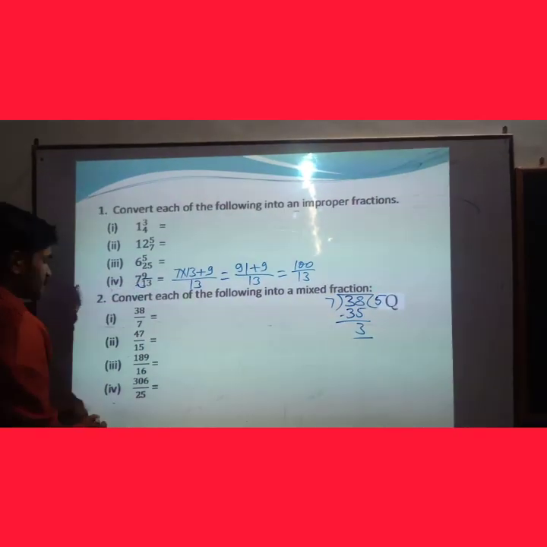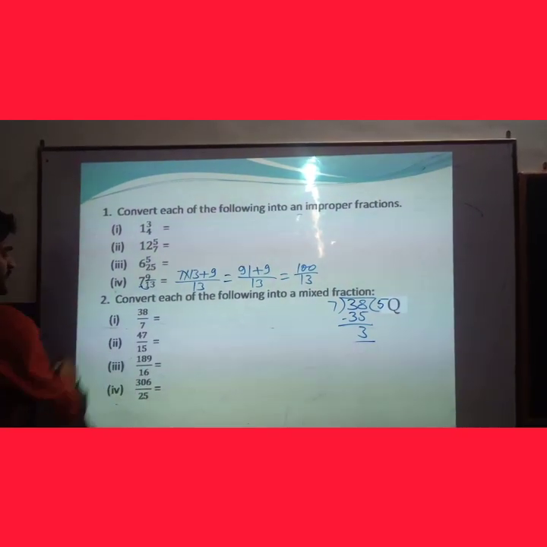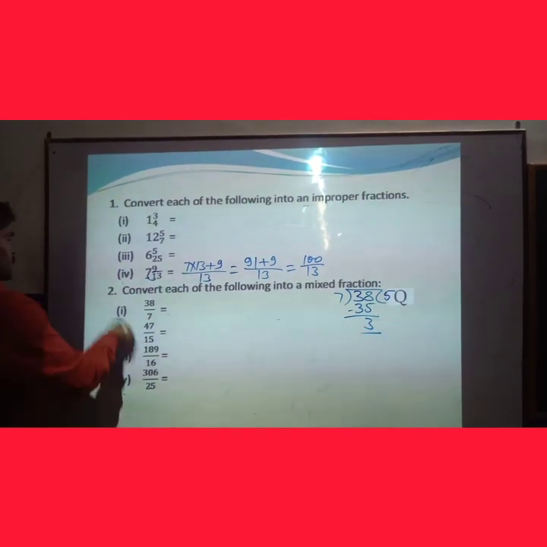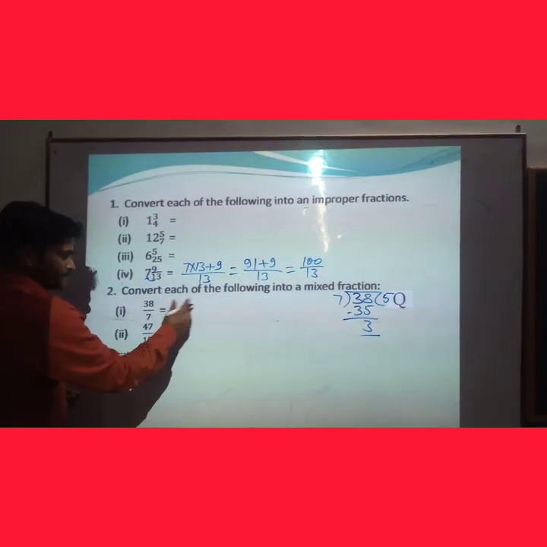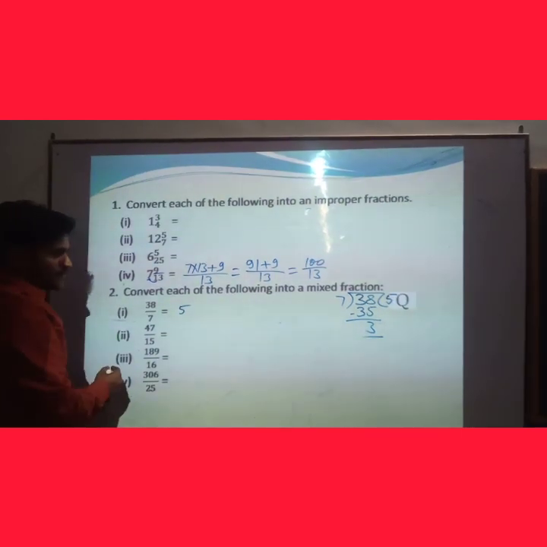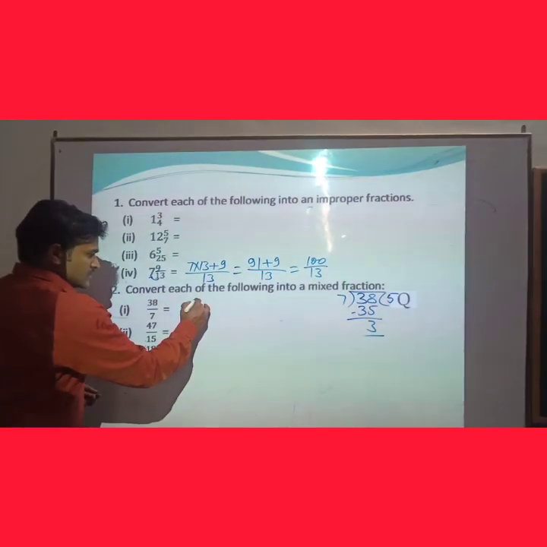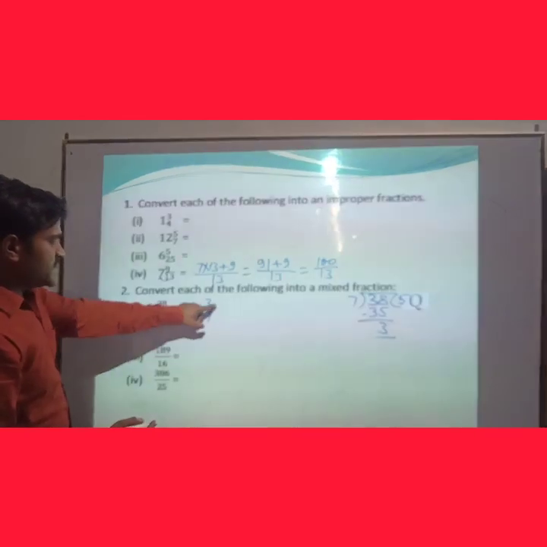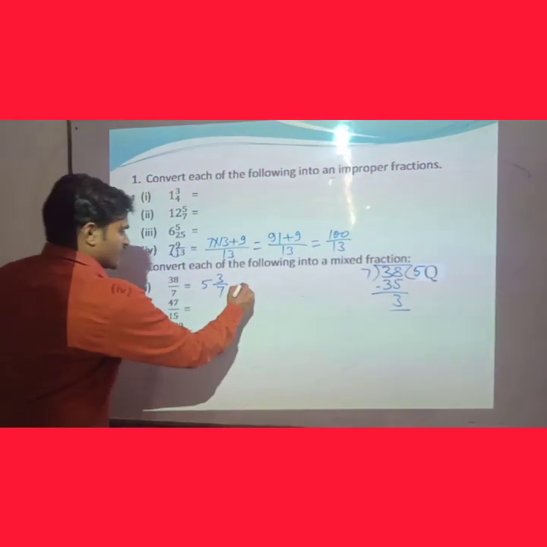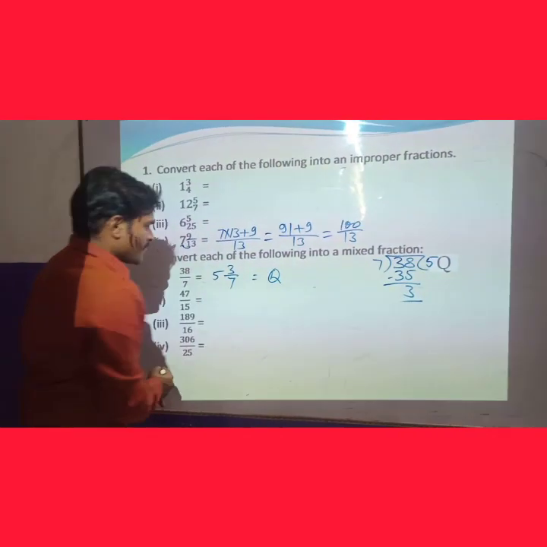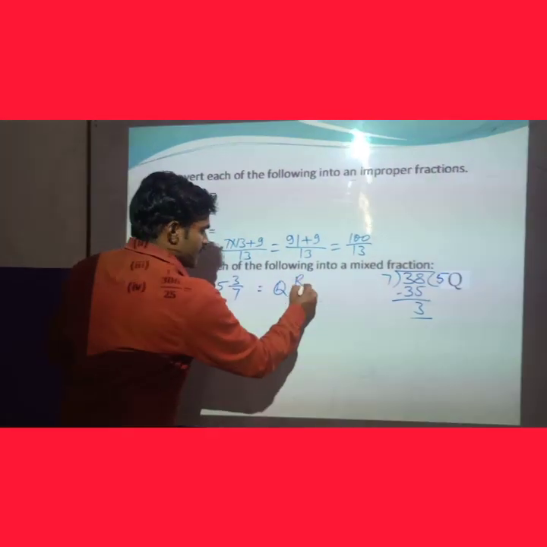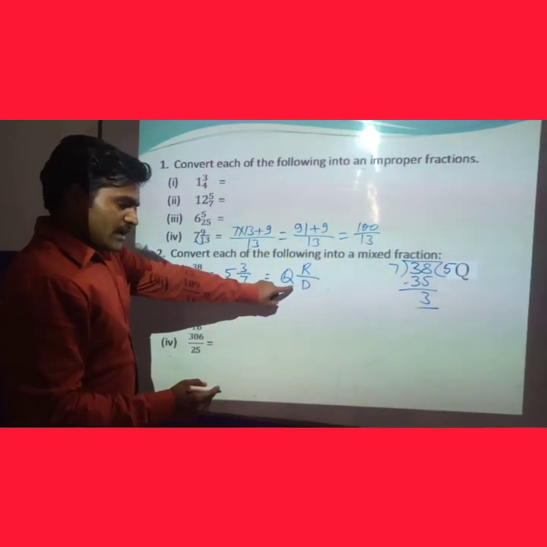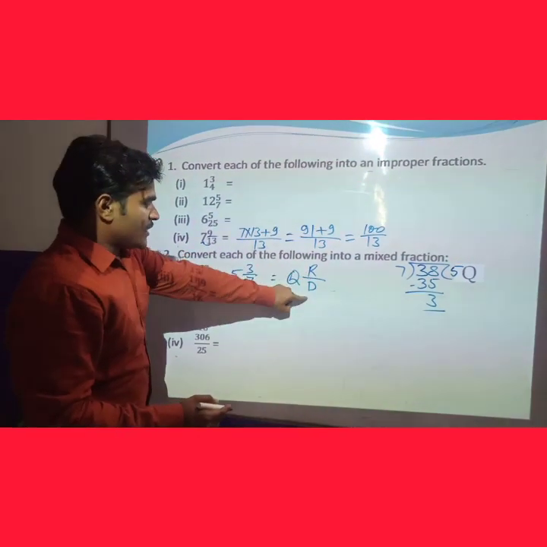It means we have to convert it into a mixed fraction. So the mixed fraction is in the form of the quotient, that is 5 complete 3 upon 7. 5 7s are 35 plus 3. That means this is in the form of quotient complete, remainder upon divisor.